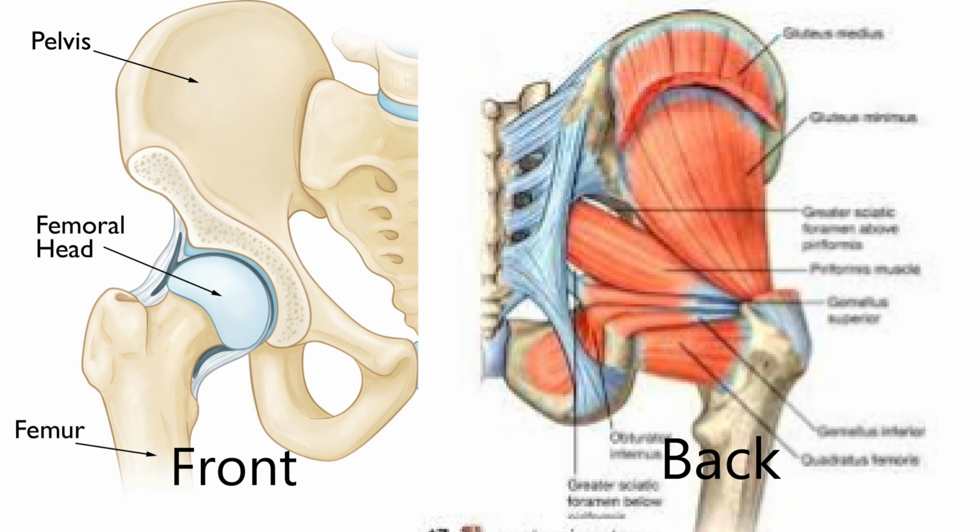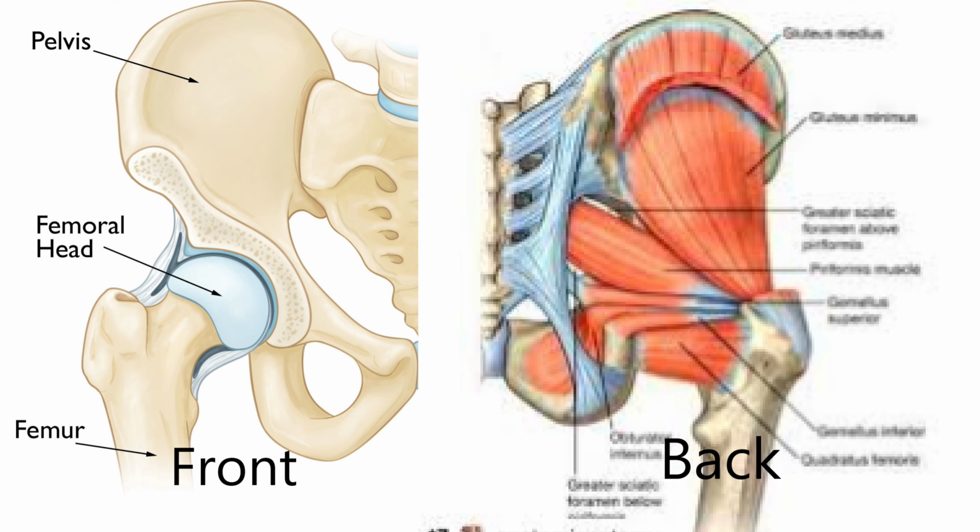All right, time for some anatomy. So we're looking at the hip joint here. It's a ball and socket joint. So you have the acetabulum, which is a socket formed from the pelvis, and then the ball part of the ball and socket joint is from the femur. The femoral head goes into that, and you get that ball and socket joint.